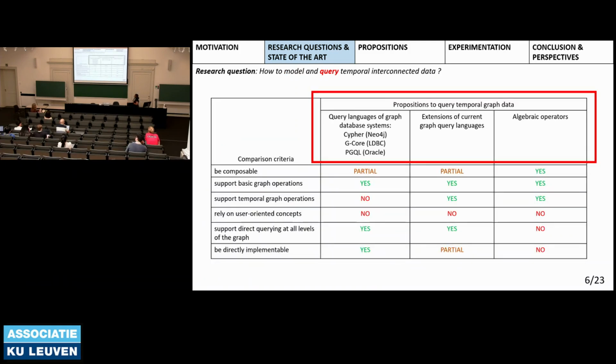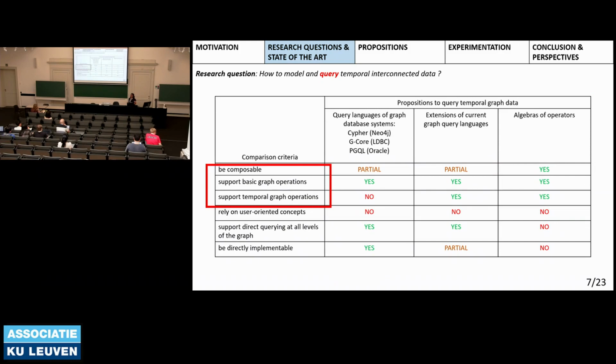To answer our research question, we also studied the existing solutions to query temporal interconnected data in the literature. To do so, we identified three categories of solution. First, query languages of graph database systems, such as Cypher in Neo4j, to query property graph data models with a time dimension. Then we identified some extensions of current graph query languages to support temporal analysis on graphs. And finally, algebraic operators to manipulate graph-based models that include temporal aspects.